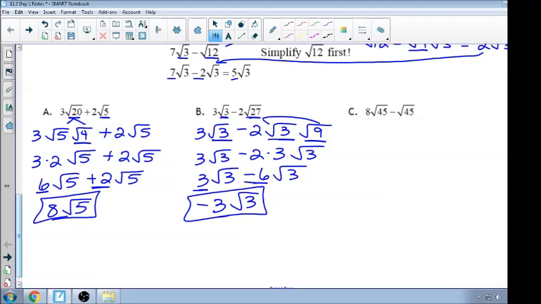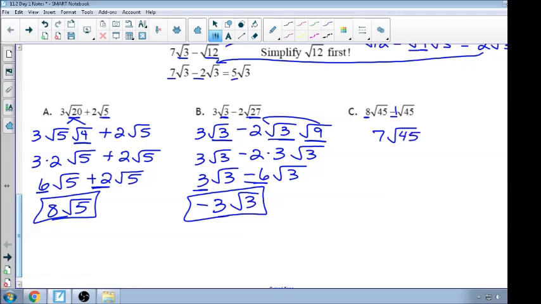On to the last problem. I have 8 root 45 minus root 45. This is an example of what I was talking about in the section above, where right now, because my square roots are perfect, I can take 8 minus 1. Well, 8 minus 1 is 7 root 45.